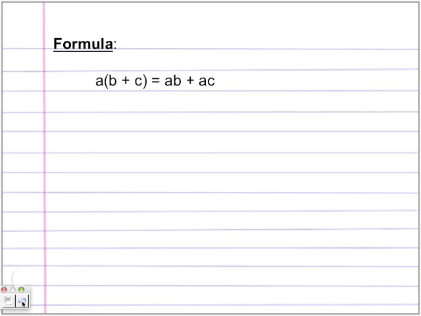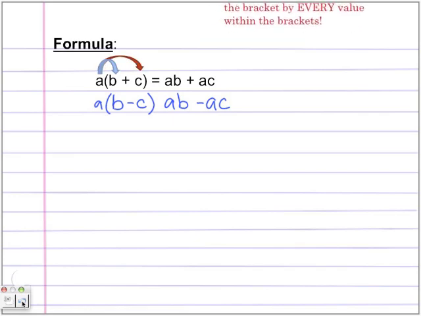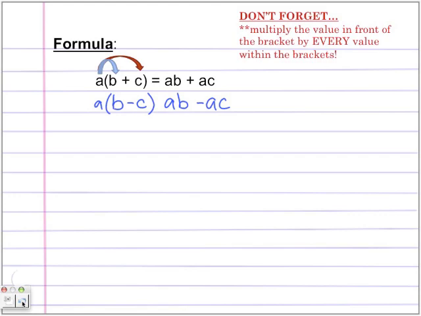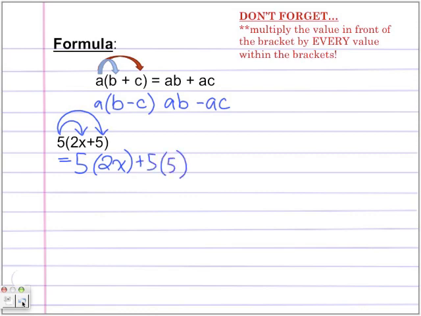As you just saw, the formula for the distributive property is A times B plus A times C. However, if it's A times B minus C, it's going to be AB minus AC. And don't forget, multiply the value in front of the bracket by every value within the brackets. So if we look at this problem, it is 5 times 2x plus 5 times 5. And that's going to be 10x plus 25. And that's your answer.